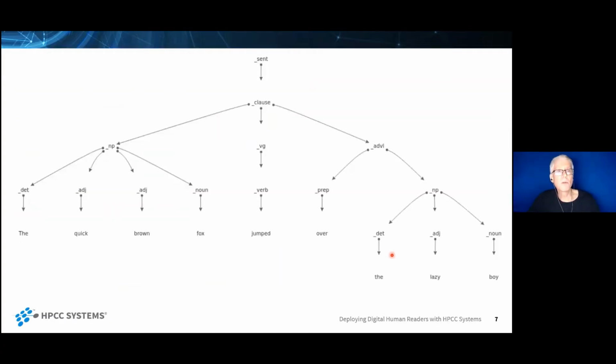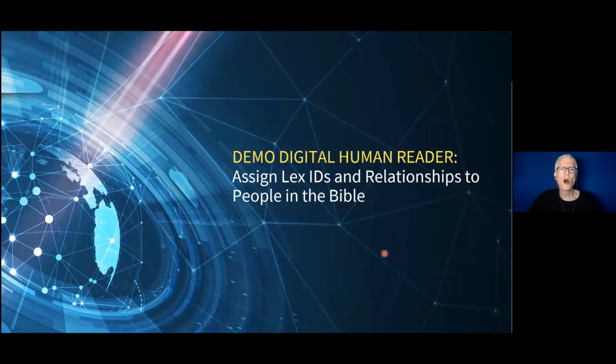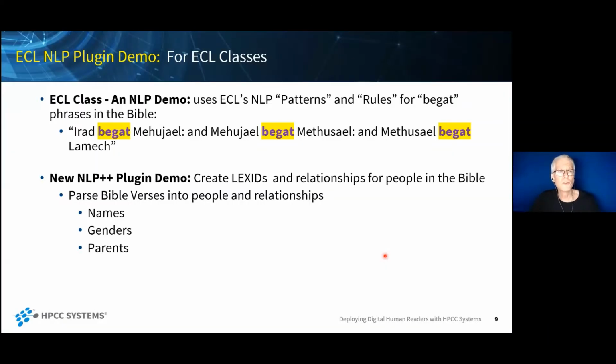And the output you see here is a syntactic parse tree, where you have "the quick brown fox jumped over the lazy boy." So this is available right now, and it will parse anything you throw at it. But what we're going to talk about today in this talk is a demo digital human reader, which I came up with, I'll tell you why, to assign Lex IDs and relationships to people in the Bible. The Bible, of course, is an open source book, so that makes it easy and everybody can use it.